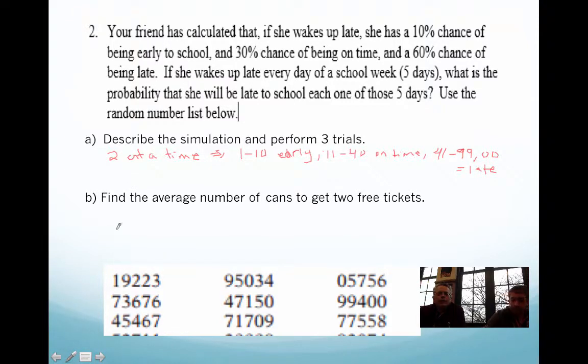Okay. Now, we're going to do 3 trials. Each day is a component, and then it stops after 5 days. So we're going to do 3 trials. We're going to stop after 5 days. Okay, so on the table, let's divide up the first row and get our 5 days.